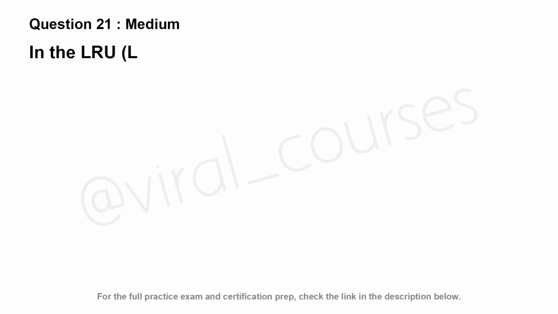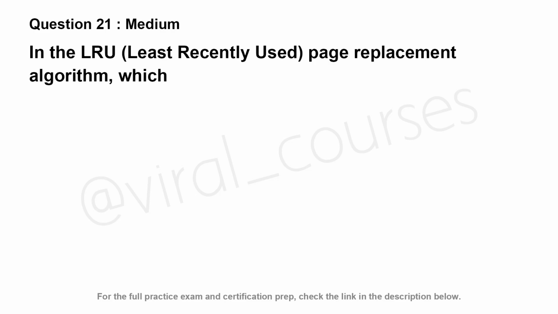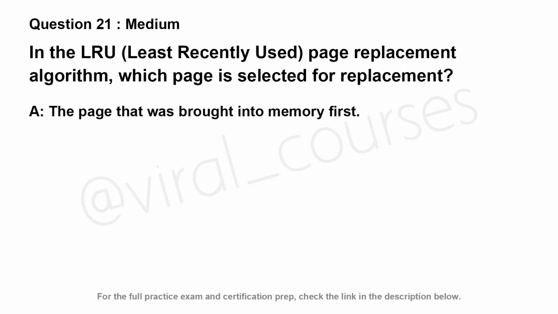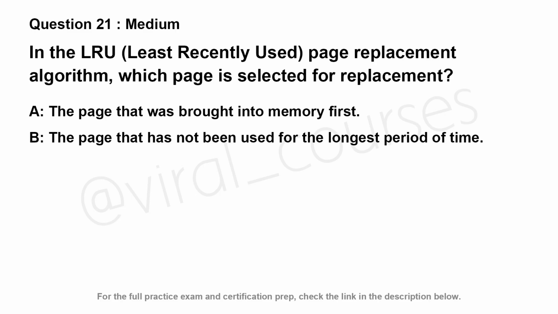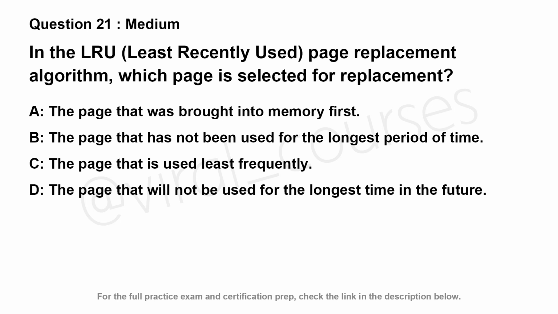In the LRU, least recently used page replacement algorithm, which page is selected for replacement? Option A. The page that was brought into memory first. Option B. The page that has not been used for the longest period of time. Option C. The page that is used least frequently. Option D. The page that will not be used for the longest time in the future.